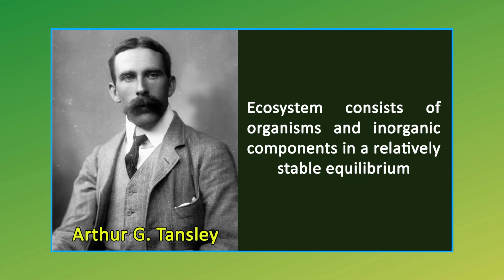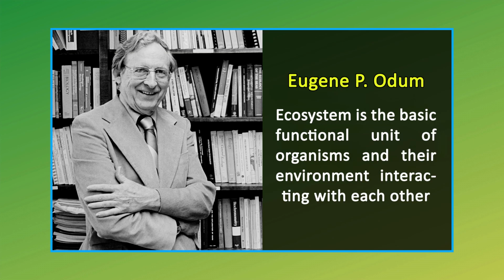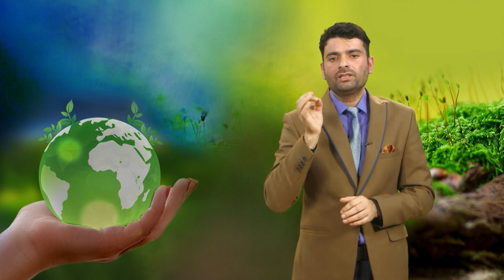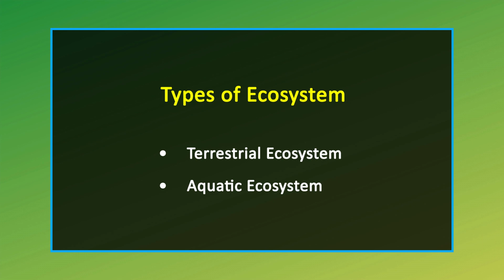According to Tansley, an ecosystem consists of organisms and inorganic components in a relatively stable equilibrium. As per E.P. Odum, ecosystem is the basic functional unit of organisms and their environment interacting with each other. In an ecosystem, biotic and abiotic components are inseparably interrelated. These components interact with each other as the ecosystem is an open system. The energy and the components can easily flow across the boundaries. There are mainly two types of ecosystems: terrestrial and aquatic ecosystems.